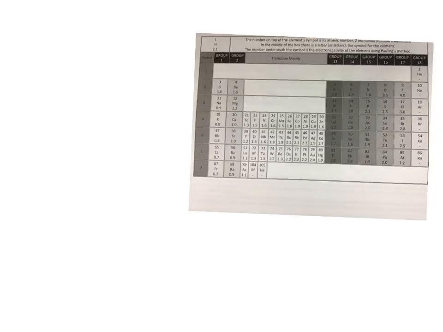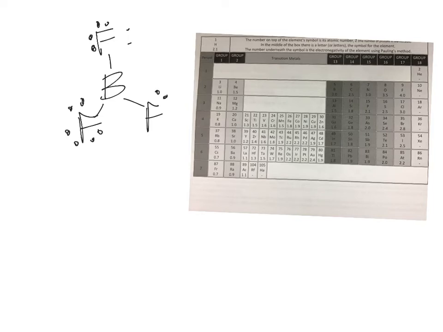The next step will be to look at the bonds and determine if they are polar or non-polar bonds. Bonds. Is it a bond dipole? Is it a polar bond? Same thing. Bond dipole means that it's an uneven sharing of electrons. Polar bond means it is an uneven sharing of electrons.